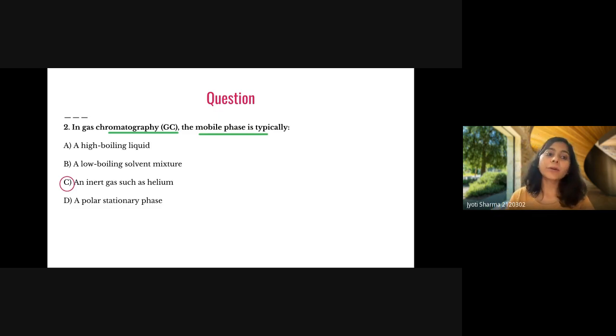If we are talking about gas chromatography, it means the mobile phase will be gas, and this gas will be inert. One of the inert gases is helium. So helium is the mobile phase that we choose in gas chromatography.